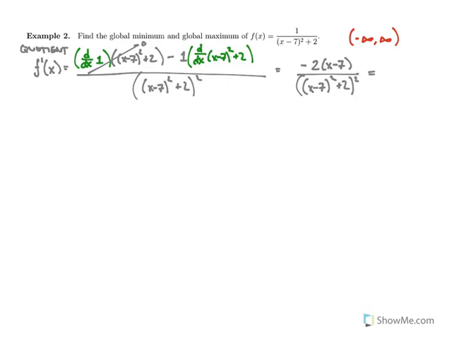And I'm going to set this equal to 0, which means that I'm going to get rid of the denominator because I'm just going to multiply by the denominator on both sides. We get negative 2 times x minus 7 equals 0. Divide by the negative 2. x minus 7 equals 0. x equals 7 is our critical point.